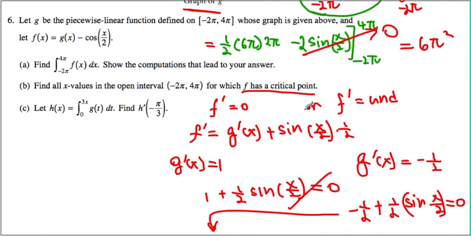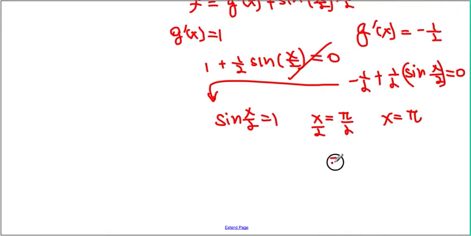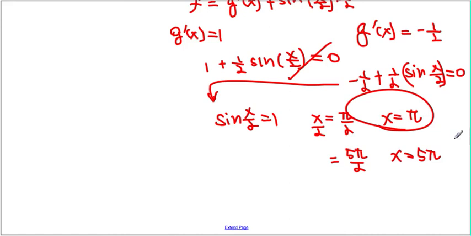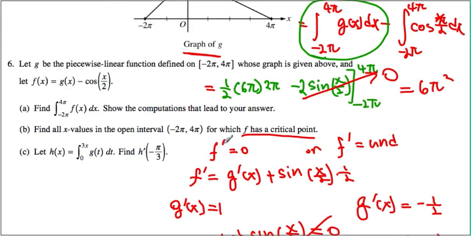The other option would be the next time x over 2 becomes pi over 2 plus 2 pi, which is equal to 5 pi over 2, so x will be equal to 5 pi. Now, is 5 pi part of our domain? It is not. So the only thing that's possible will be x equals pi. That is, if f prime is equal to 0.